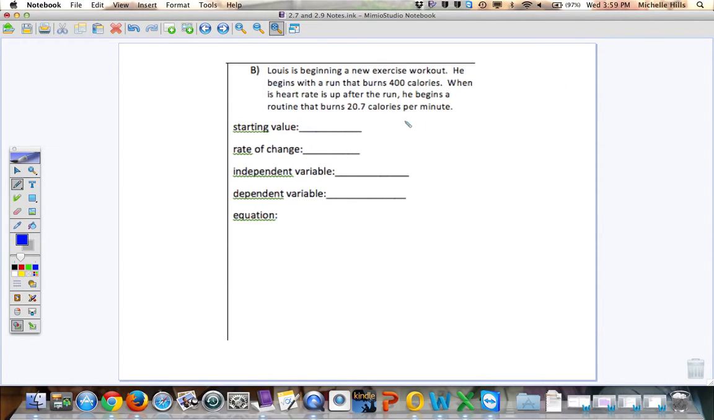So in this case, we're talking about workout time. He's already burned 400 calories just jogging or running to the workout facility. He's going to keep burning more calories. And how many is he going to burn? 20.7 calories per each minute. Now that per, again, with minutes following it. So number of minutes.